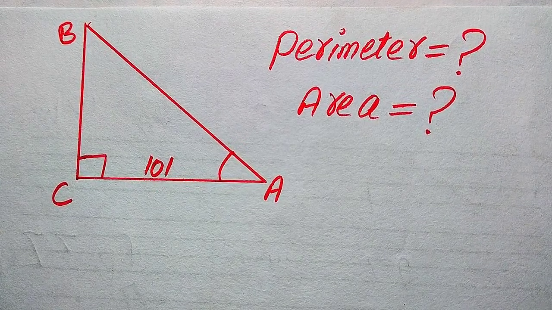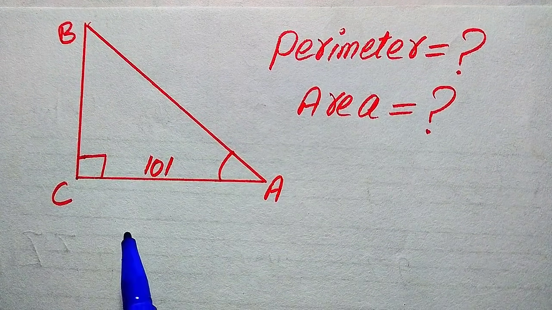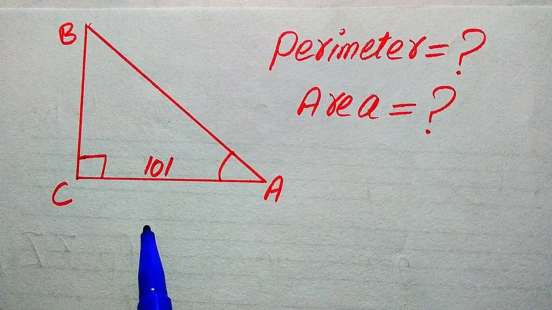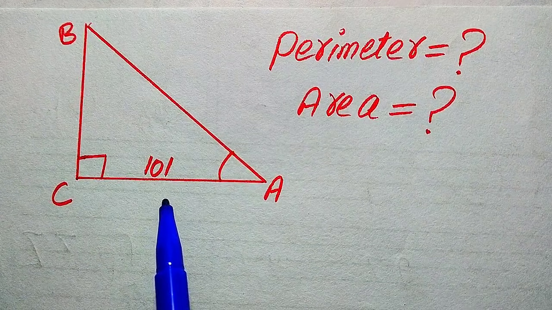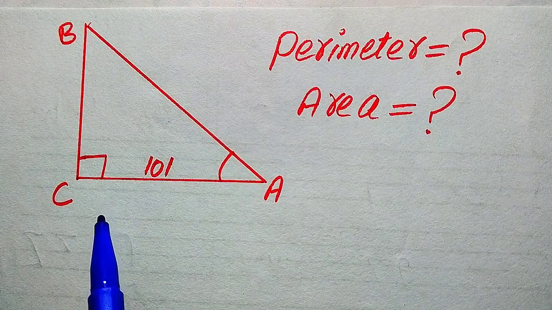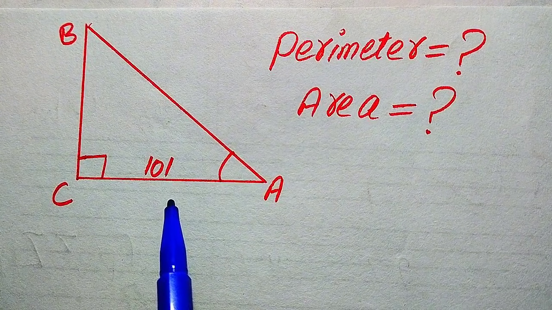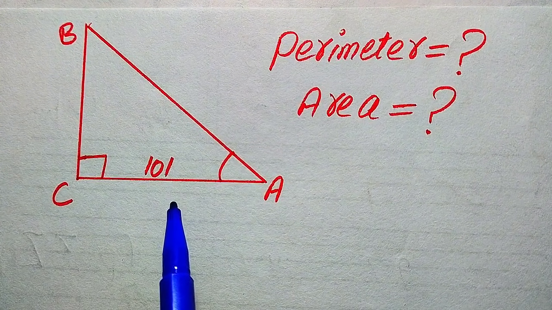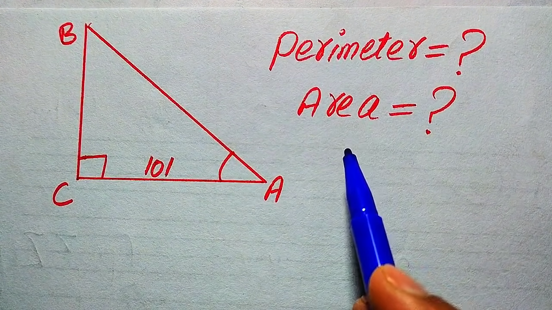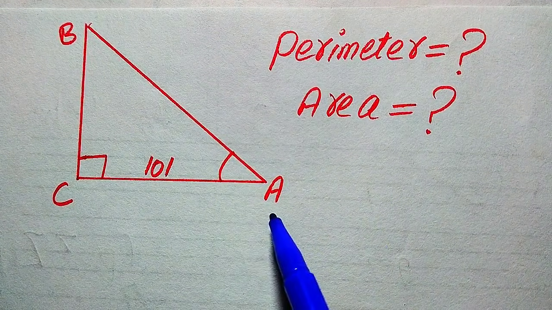Hello everyone. How to solve this nice math Olympiad geometry problem? So here we have a nice right triangle ABC, in which the length of its side AC is 101, and here we need to find the perimeter and area of this right triangle.